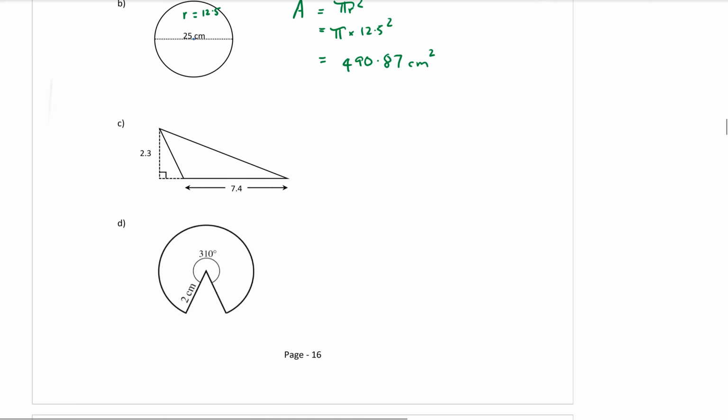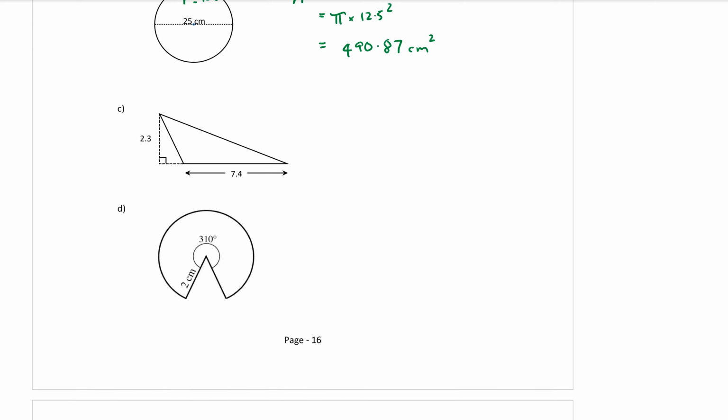Question C. In C, area of a triangle. Formula. Who wants to tell me? Someone different. Half BH. You told me the last one. But thank you. Oh, okay. Half BH.